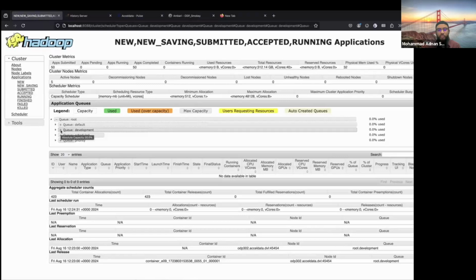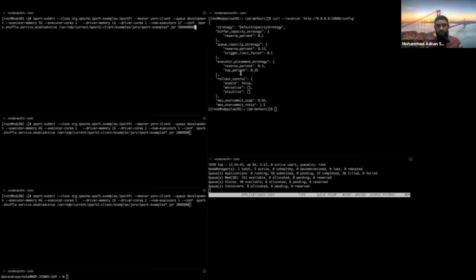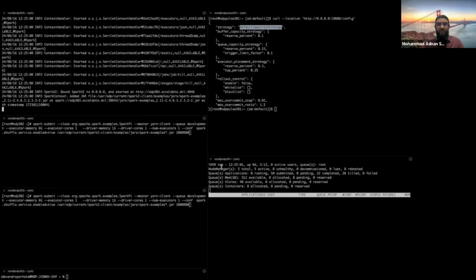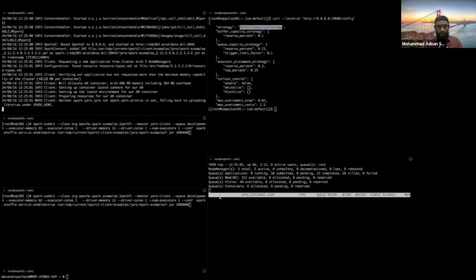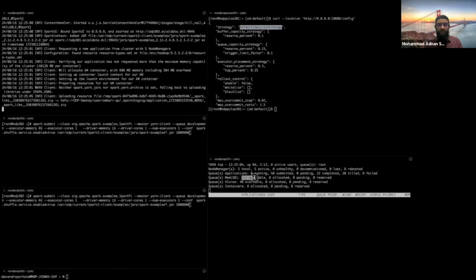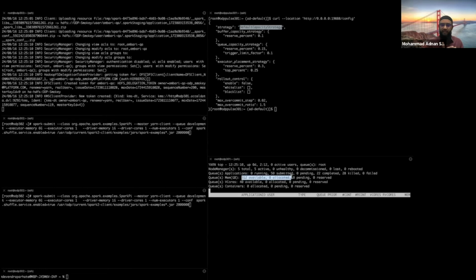Right. So now what we'll do is run the jobs in this development queue, and then we'll see how the resource utilization grows. Currently we are on the default capacity strategy, so we are running it as it is. We are spinning up around 17 executors, each requesting 5 GB of memory, which makes it 285, and the queue size is 95. Now we'll run multiple jobs in the same development queue. We'll have the first job run because it is less than 95 GB.